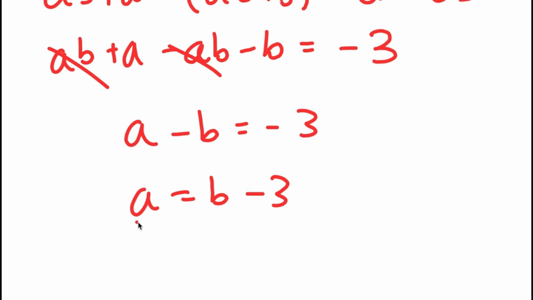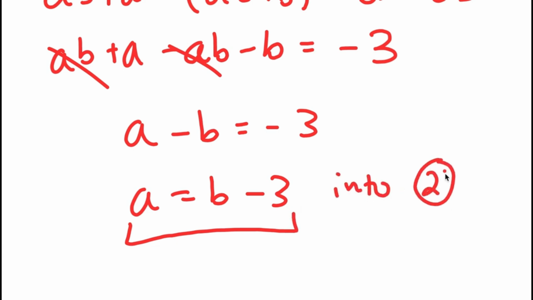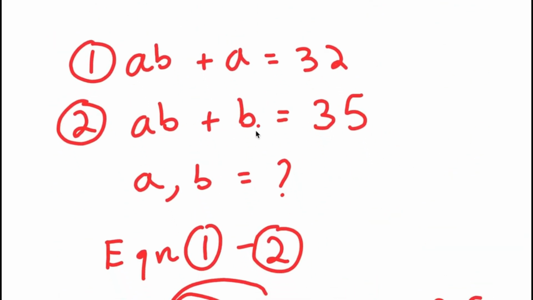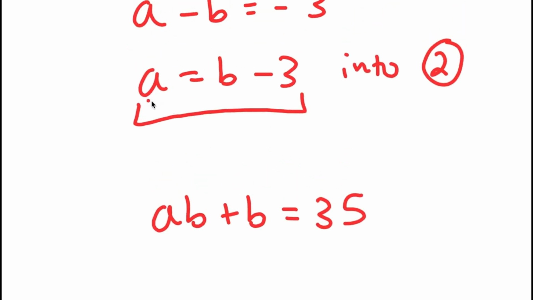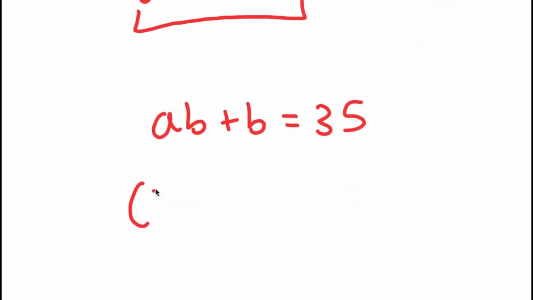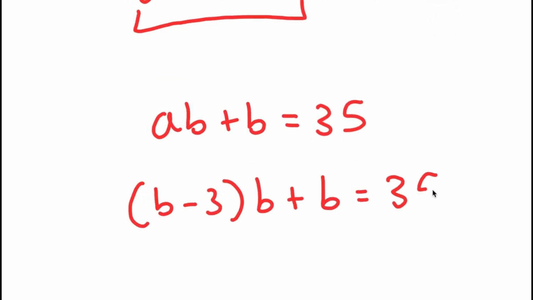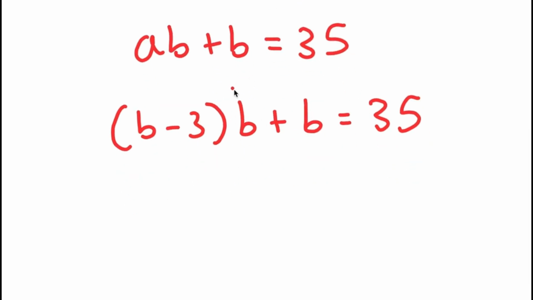Now what I can do is substitute this value of A into equation number 2. Equation number 2 is AB plus B equals 35, right? Now that I've got a value of A in correlation to the value of B, I can plug this in. So now I get B minus 3 times B plus B is equal to 35. And now my only variable in this equation is B. So we can solve this.